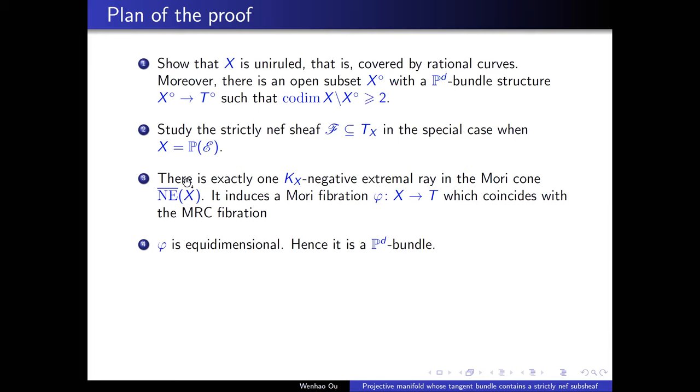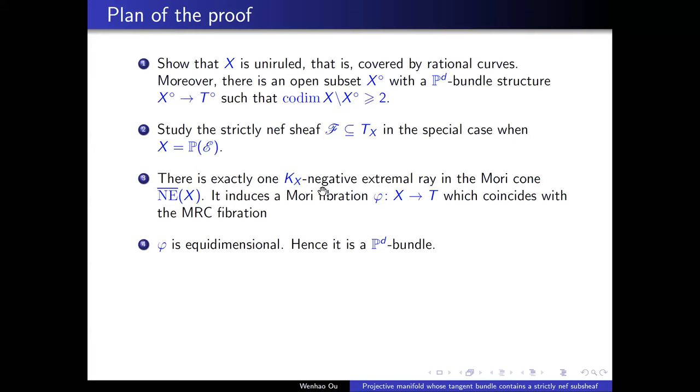The third step: there is exactly one K_X-negative extremal ray in the Mori cone of X. This K_X-negative extremal ray induces a Mori fibration, so this is a contraction of fiber type. It contracts the whole X to a smaller dimensional variety. First, it is the MRC fibration, and it extends this X0 to T0. That's why I use the same letters. So this Mori fibration extends this rational map, or this bundle, from X0 to T0.